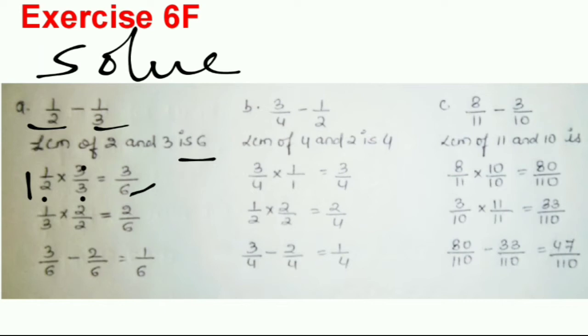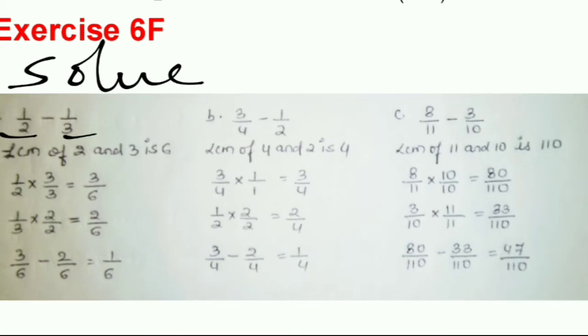It means the same multiply by 3 in the numerator also. So 1 into 3 is 3. Next, for 1 by 3, we know that in 6, 3 will come 2 times. So multiply by 2, the same number goes to the numerator. So here will come 2 by 6. 1 by 2 we will write as 3 by 6, and 1 by 3 we will write as 2 by 6. So in this one, we are having the same denominator. Then only we can do addition as well as subtraction. So here the answer will come 1 by 6.